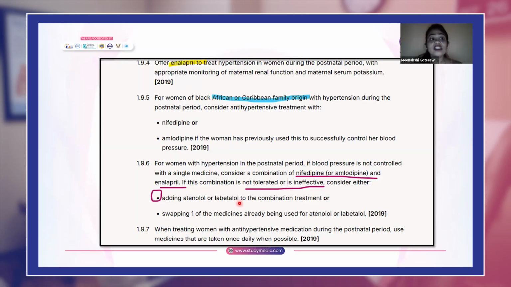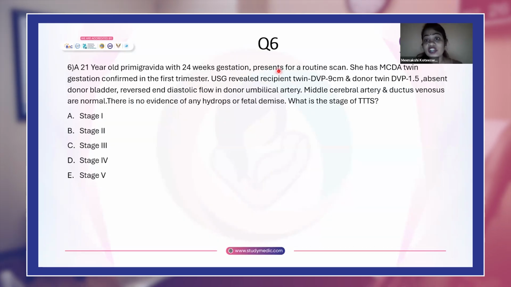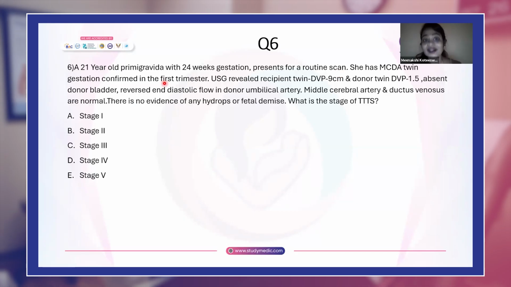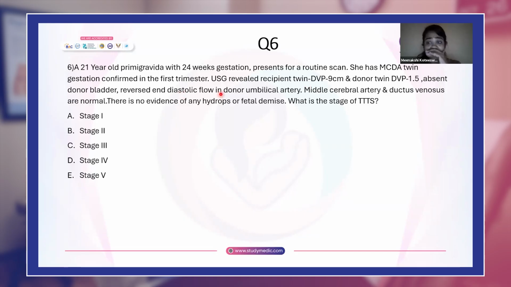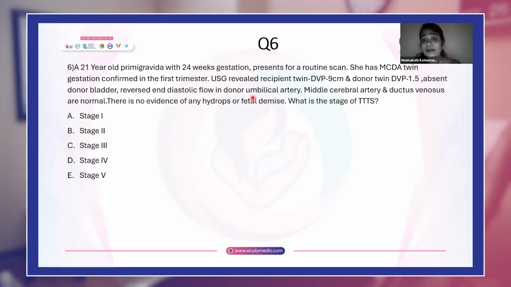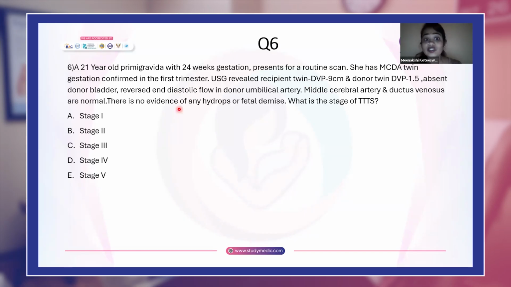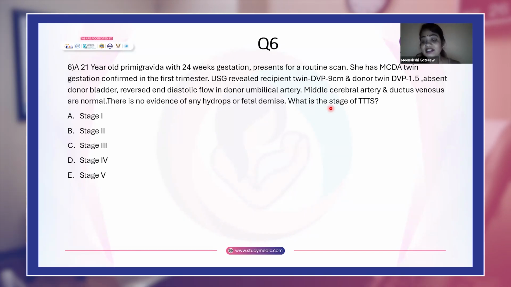Okay. A 21-year-old primary with 24 weeks of gestation coming for a routine scan with MCDA twin pregnancy confirmed in the first trimester. USG showed that the recipient twin's deep vertical pocket is 9 centimeters and the donor has 1.5, with absent donor bladder, reversed end diastolic flow in the donor umbilical artery. Middle cerebral artery and ductus venosus are normal, and there is no evidence of any hydrops or fetal demise. What is the stage of TTTS?